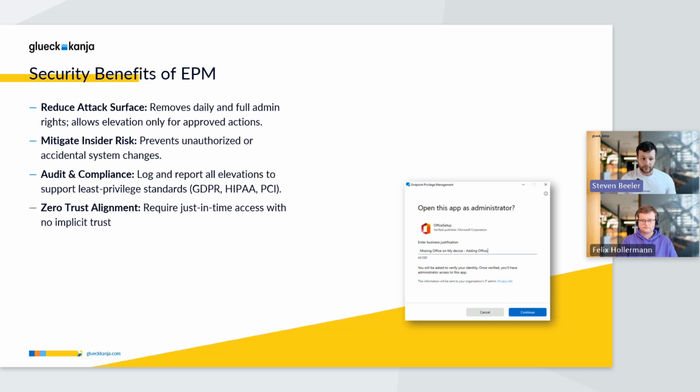It is also great for audit and compliance. EPM logs everything. You can see exactly what was elevated at what time, and when elevations were revoked again. And this is, of course, great to comply with GDPR regulations, for instance, or also HIPAA and so on. And last but not least, it also aligns with Zero Trust. You don't trust any applications except for the ones you define specifically, and you can also define just-in-time access, so the rights are only valid for the time of approval.